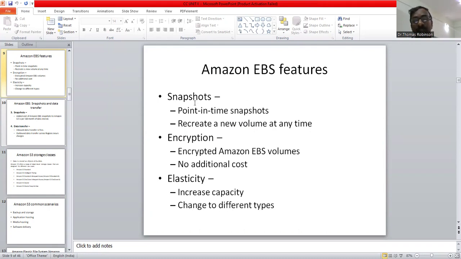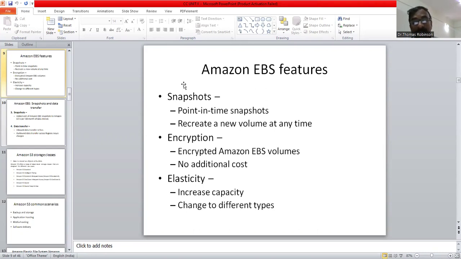The snapshot, as I already told, is used for taking backups for a particular instance of time or a particular period of time. Automatically, it will take the backup. It will recreate a new volume at any time. So on the basis of this backup, if we lose our data in some situation, it can recreate all the data at any point of time.